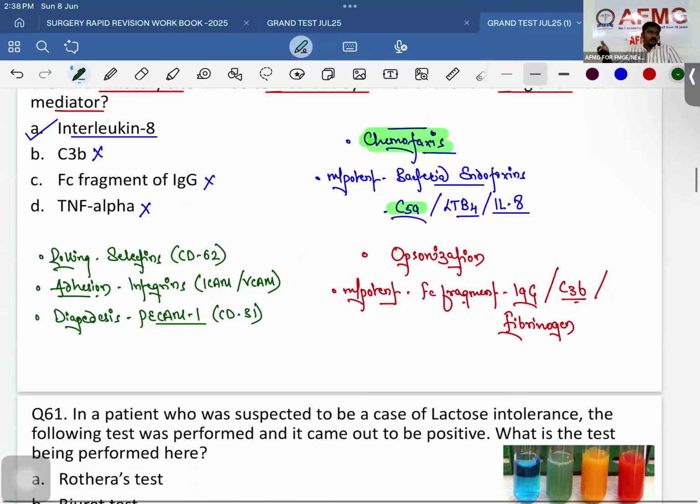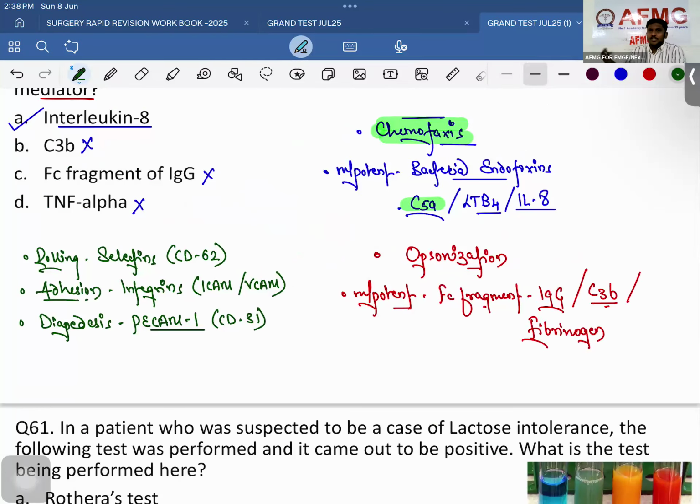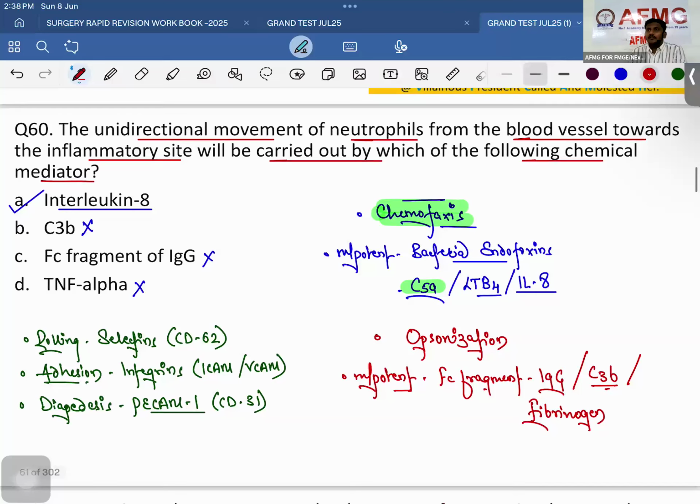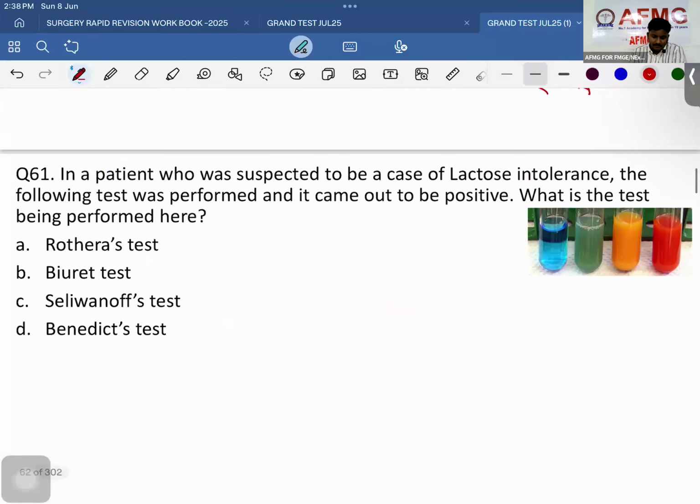Then there is the process of chemotaxis, then opsonization, then phagocytosis, then phagolysosomal fusion, and then the bacterial killing will happen. This is the process of inflammation. Hopefully that's clear. What is the hallmark of acute inflammation? It is increased vascular permeability, that is blood vessels become leaky. That is important to be remembered.